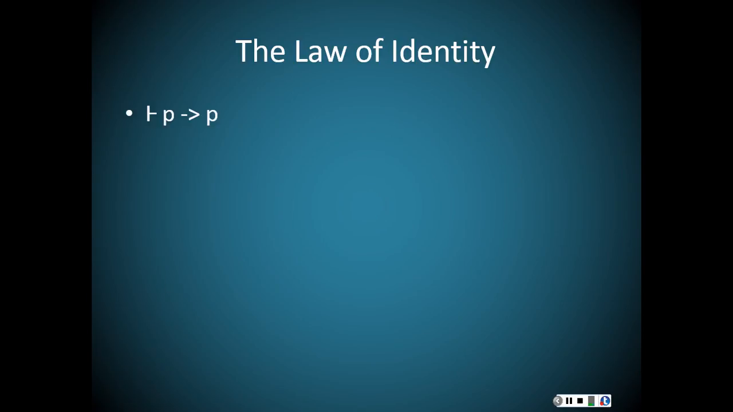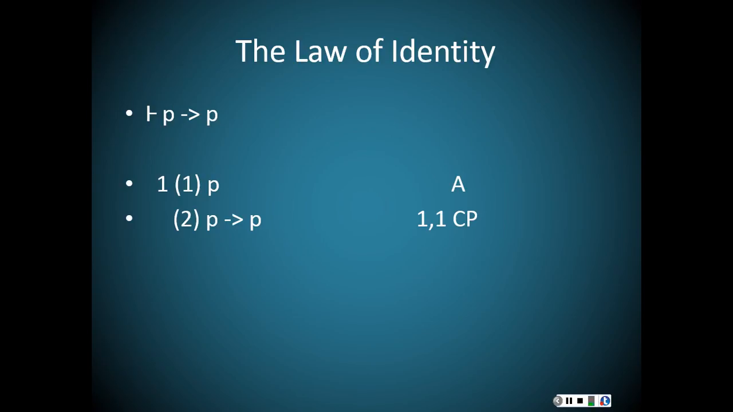Recall that when we introduced the rule of assumption, we proved that the following sequence is valid: turnstile if P, then P. And we proved that this sequence was valid in spite of the fact that this sequence contains no premises. We did that as follows. We assumed P, then we discharged that assumption via conditional proof to get if P, then P, and then we were done.